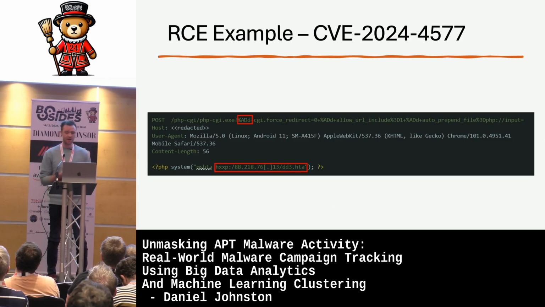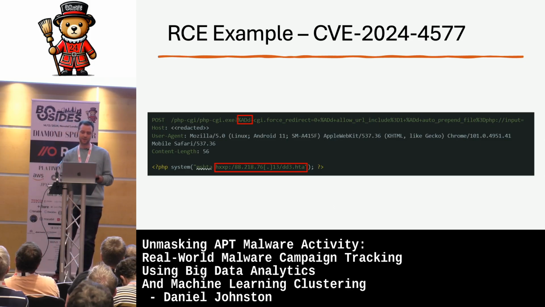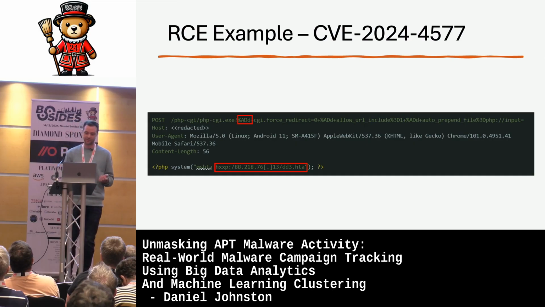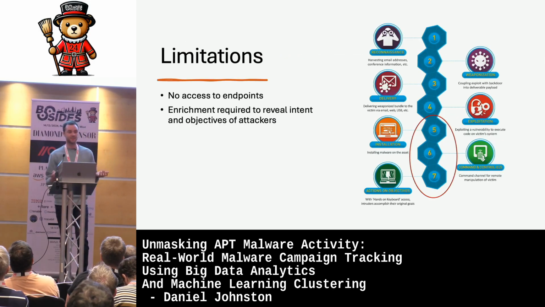It's quite interesting, but there are some clear limitations here. We don't know what the file is that's being downloaded, and therefore we can't deduce any objectives of the attacker, because we don't know what they're trying to do. So that leads me on to talk about the limitations that we have in our Imperva dataset.